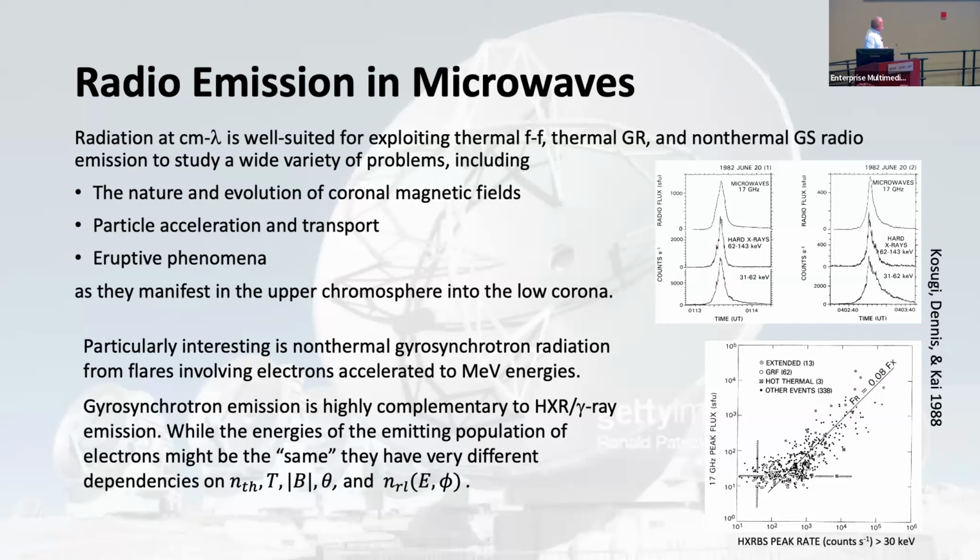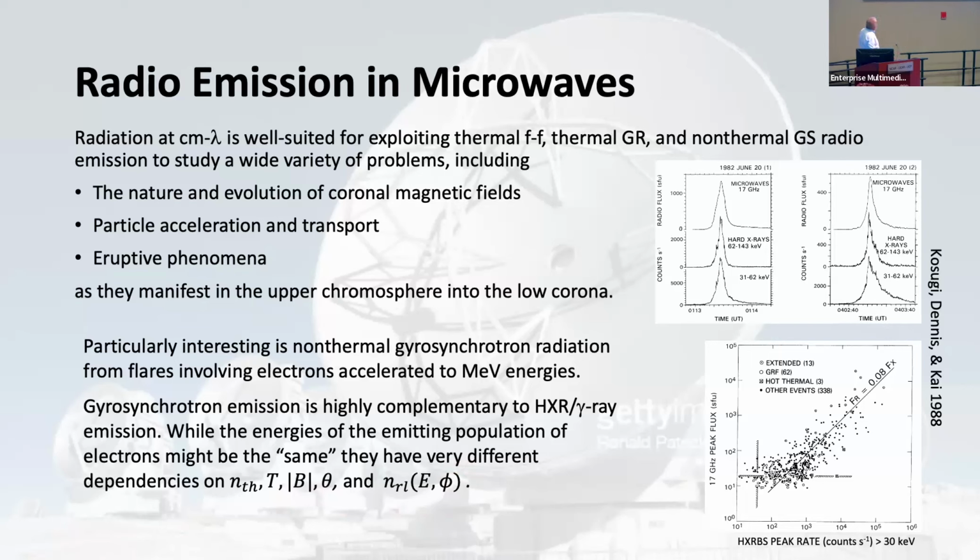So you often hear people say, well, they're great because they're looking at the same electrons, the same distribution of electrons producing the emission, the non-thermal gyrosynchrotron emission. And that's true, but they have very different dependencies on the ambient plasma density, on its temperature, on the magnetic field strength and orientation, and on the distribution function of the fast electrons that produce the gyrosynchrotron emission.